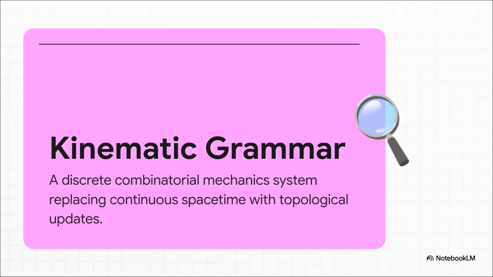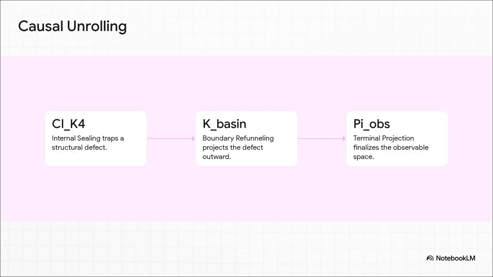When a structural deviation, like a particle of matter, is introduced, the network literally has to build geometric scaffolding around it just to contain it. That specific scaffolding process is what we call the kinematic grammar. It's a combinatorial mechanics system, and it operates entirely on strict logical topological updates. So instead of intense, mind-bending continuous calculus, I want you to think of these three operators as literal, sequential machine parts in an engine that push the universe forward.